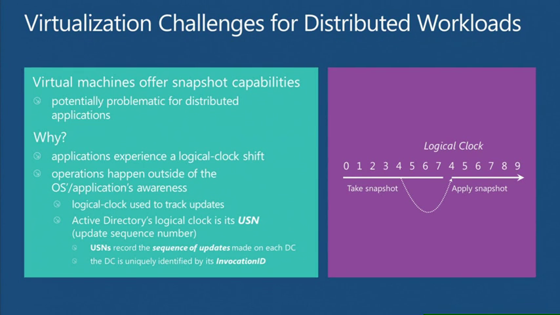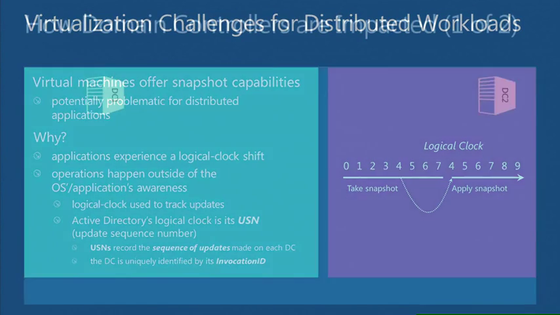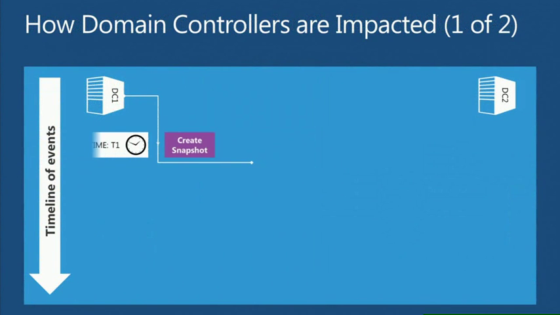Our overall algorithm is based on a vector clock algorithm. And pretty much any distributed system that is based on a vector clock algorithm is impacted by this. For example, there are cases where SQL replication is also impacted by this. So to explain this in a more pictorial view, let's consider two domain controllers.